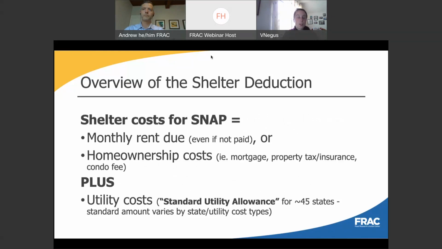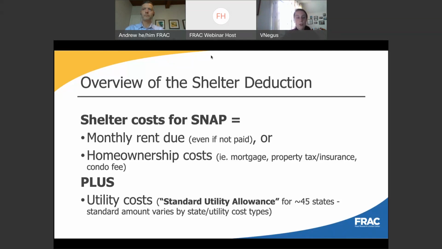The reason that the shelter cap is so critical to do advocacy on, and to understand in how it fits into the SNAP math, is because it has a disproportionately strong impact on what the monthly benefit amount looks like. First, what makes up the shelter costs that are counted in the SNAP math? The first chunk is monthly rent that is due for families. We come across this a lot in Massachusetts. We're a really high cost of living state. It's the monthly rent that is due. It's not the amount that the family is actually able to pay out. It's the amount they're responsible to pay if they actually had the money to pay it.